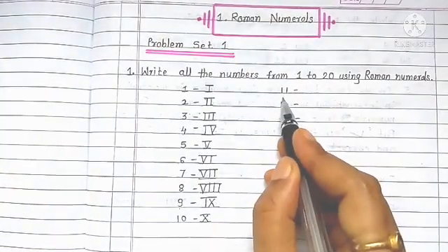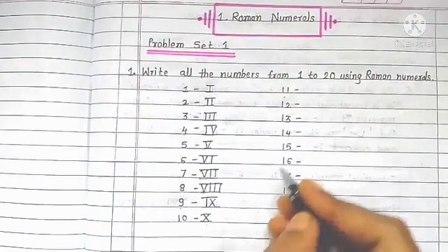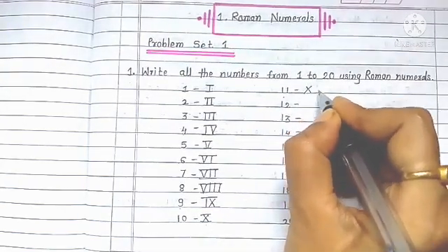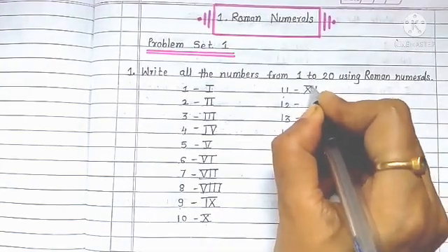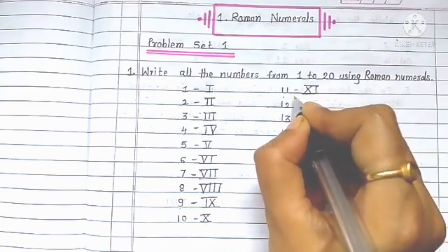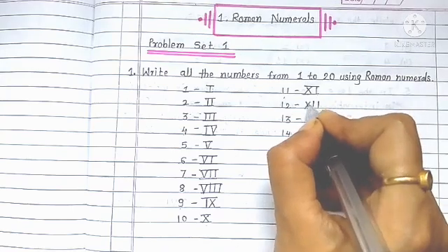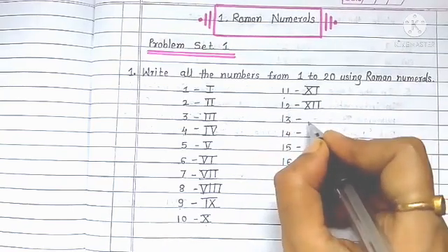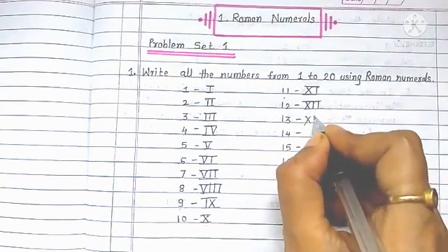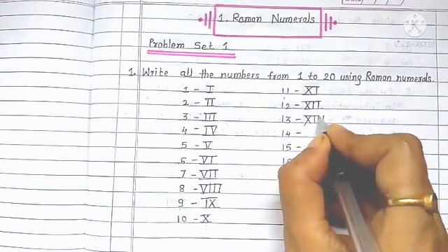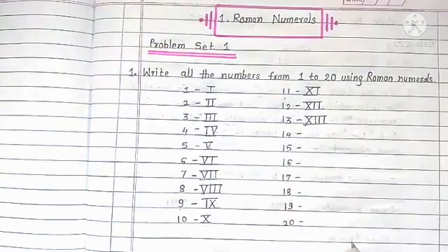11 means 10 plus 1. For 10 we use X and 1 means I. That means you use XI for 11. Then X double I, XII, for 12. X and 3 I's, XIII, for 13.